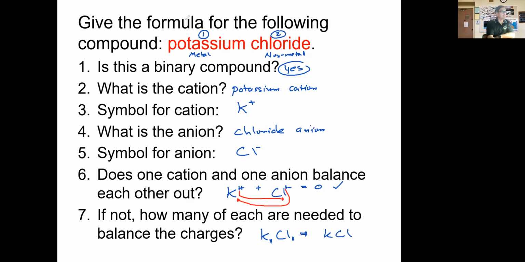As you notice, with our final answer, what do you see not there? We don't see the charges there. So do not include the charges in your final formula. Okay. All right, very good. We go and save this.